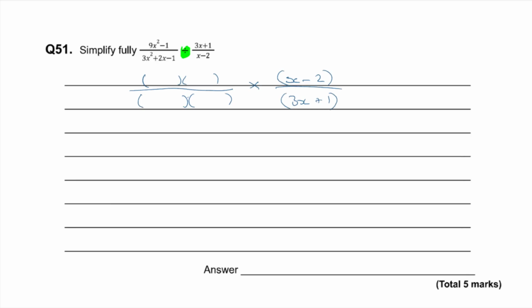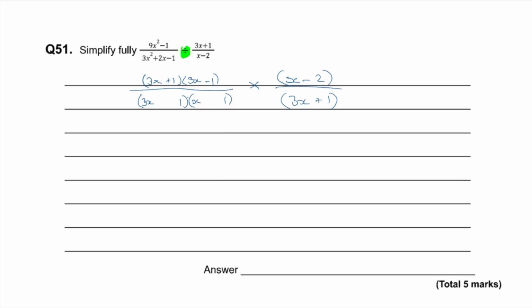Right, so I've got 9x squared minus 1. Okay, so the square root of 9x squared is 3x. So I'm going to get 3x and 3x. Square root of 1 is 1, so plus 1 minus 1. That was easy. 3x squared plus 2x minus 1. If it factorises, it's going to have 3x and x there, isn't it? Okay, got 1 at the end, so it's going to have to be 1 and 1.